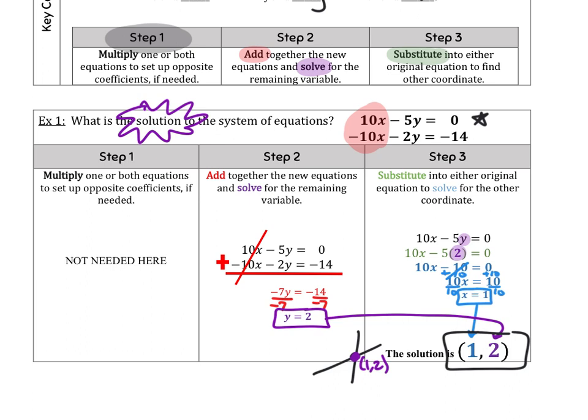Now, elimination truly only works if you have those lined up variables, one a positive, one negative, with the same number in front of it. If it's not like that, you're going to have to do step 1, or maybe just choose to solve both of them for y and graph.